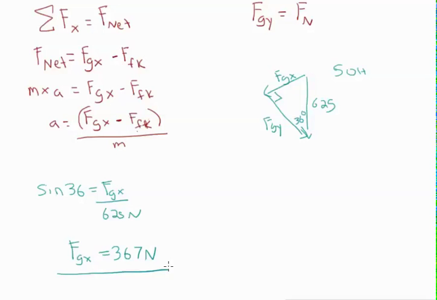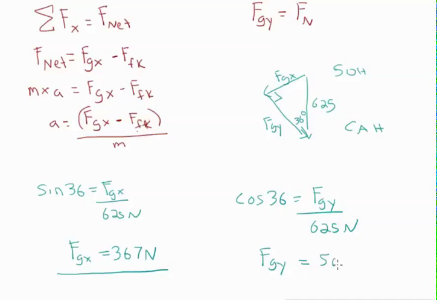And now I want the y, which is adjacent, so I'll use cosine. So cosine of theta is equal to adjacent over hypotenuse. And we get that FGY is equal to 506. Now, because of our logic steps earlier, we know that FGY is also equal to Fn, and FGX plugs into this equation. So now we need to find our frictional force.